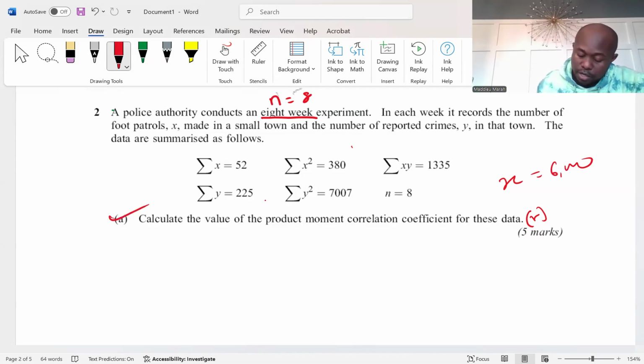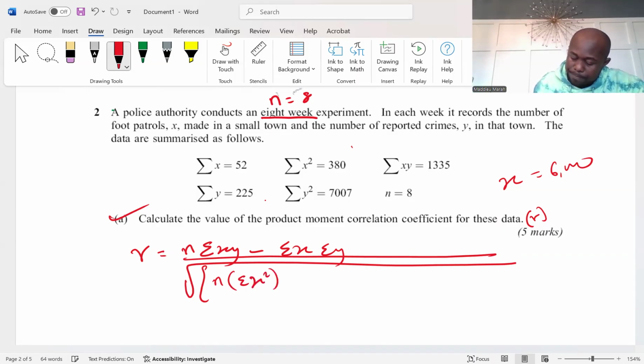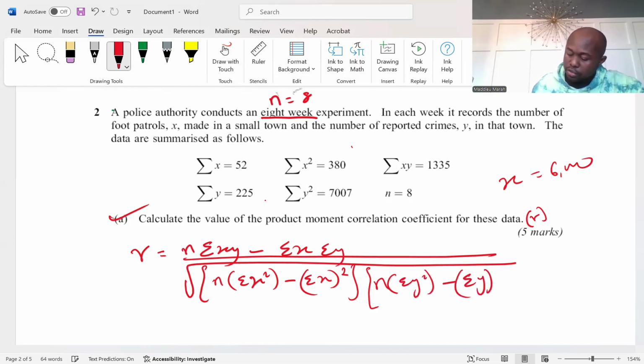What's my formula for correlation? The correlation coefficient, denoted by R, is equal to N, sum of XY, minus sum of X, sum of Y, divided by the square root of the bracket N, sum of X square minus sum of X all squared, close bracket, and open another bracket, N, sum of Y square minus sum of Y all squared. This is my formula.